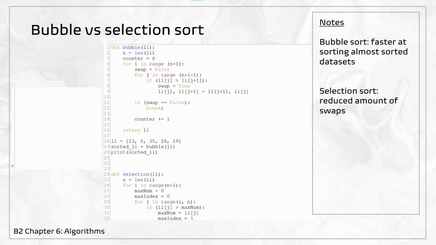So when would you use bubble sort versus selection sort? Well, to be honest, both are actually really inefficient in the world of sorting algorithms. Their time complexities of O of n squared make them terrible at sorting large datasets. But they do have some specific advantages over each other.